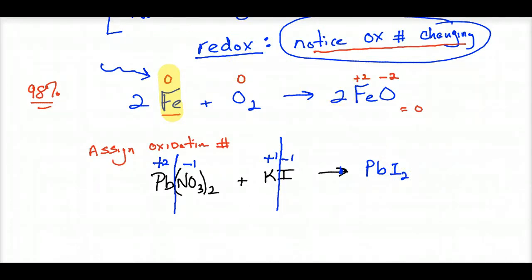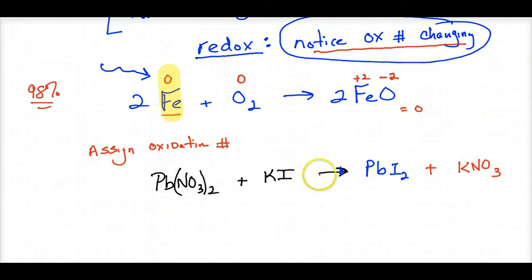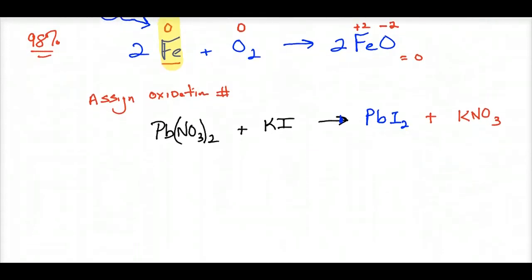And when you switch partners, you realize that K is still +1, nitrate's still -1, so you need a 1-to-1 ratio. And you didn't change any charges, so double replacement reactions are not redox reactions. Okay, because their charges do not change. Now you should know that a neutralization reaction is really a double replacement reaction.